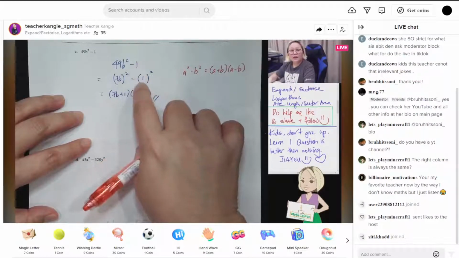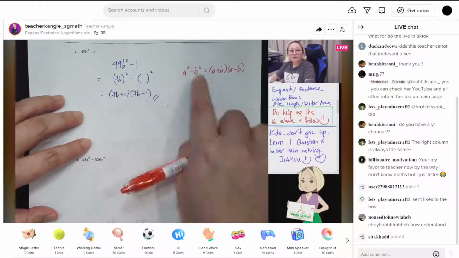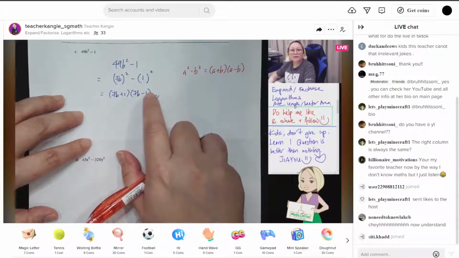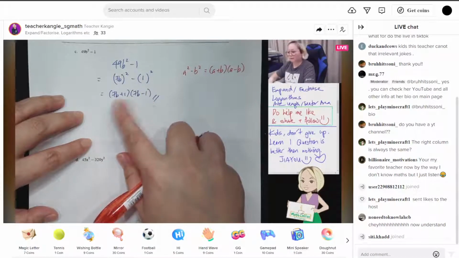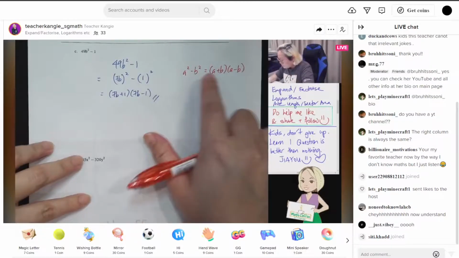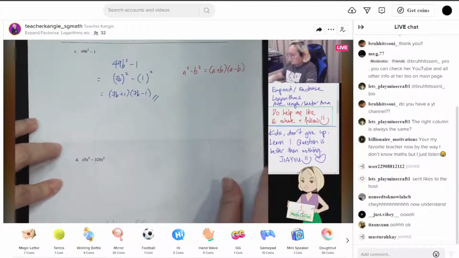So in the end, my b is 1 and my a is 7b. So you see a plus b, a minus b. That's why it's 7b plus 1, 7b minus 1. See that? Good, good. Okay? So this is a very important factorization. Very important. Okay, now move on to the next one.